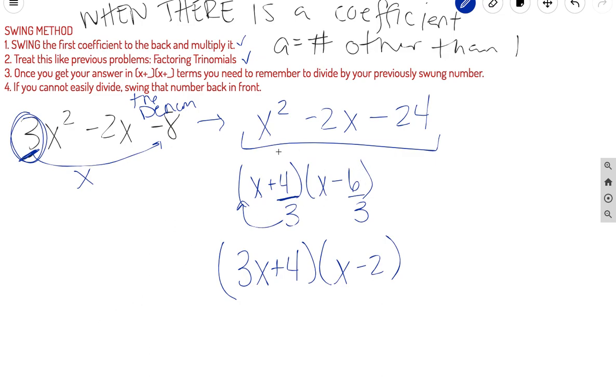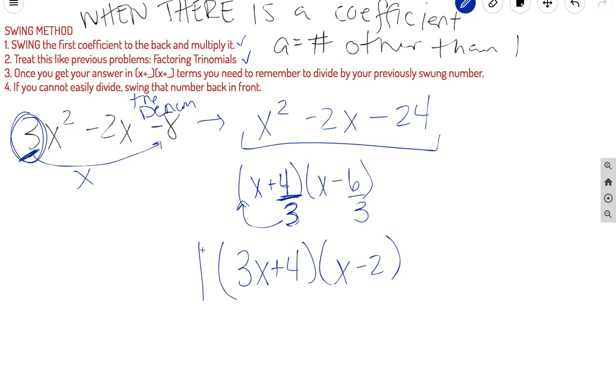So again, I'm going to reemphasize this last step. We had x plus 4, we had x minus 6. We originally multiplied by 3, we swung that 3 over here. So we need to do the opposite, which means we need to divide by 3. When we divide both sets of numbers by 3, if it comes out to be a nice whole number, we're going to keep it. So x minus 2, because negative 6 divided by 3 gets me negative 2. But if it doesn't come out to be a nice pretty number, notice how this one we get 4/3, and 4/3 is not a pretty number. You're going to take your denominator and swing it to the front of your variable. So we get 3x plus 4.